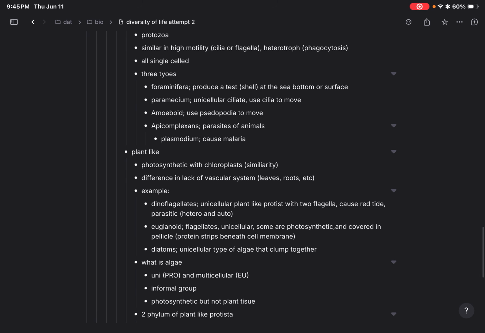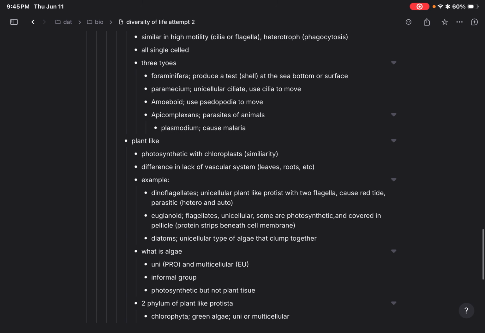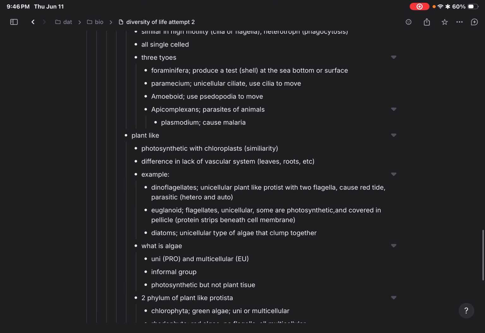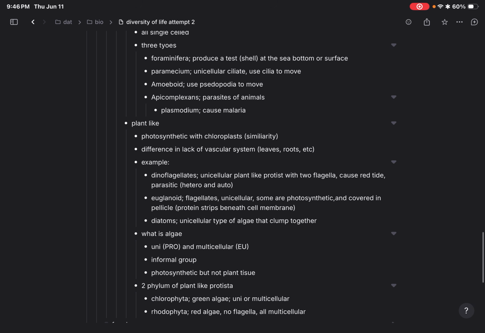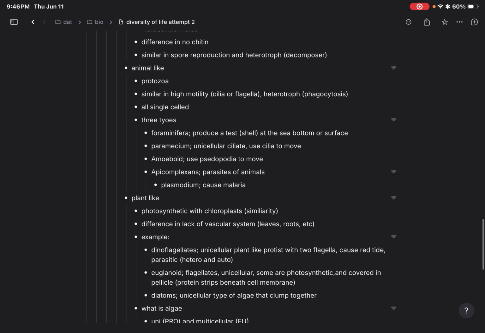And then there's apicomplexans, which are parasites of animals. The plasmodium is what causes malaria. So, yeah, I feel like it's a bit specific, but anyways, that's all for animal-like.